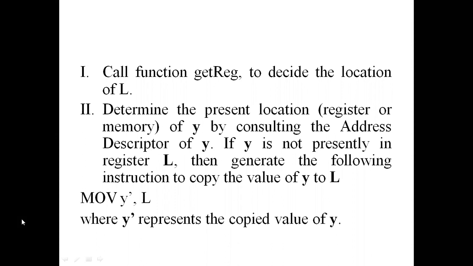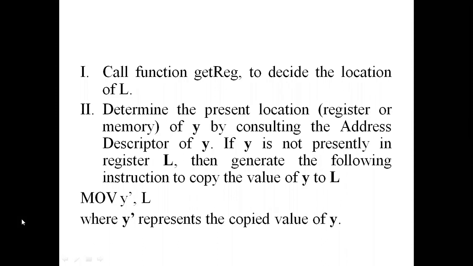And then we need to determine the present location, which may be a register or memory, of the variable y by consulting the address descriptor of y, because the address descriptor stores the location, right? So for that we are using the address descriptors. If you want to keep track of the current registers, then we need to go for the register descriptor. Here we store the locations where the current value of the name can be found at runtime. So here we are using the address descriptors for the variable y.